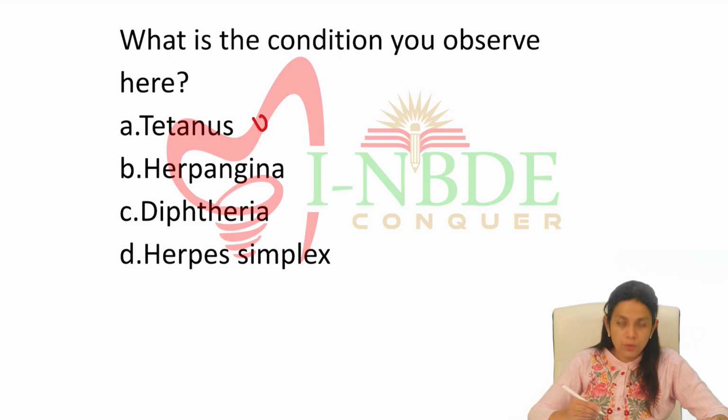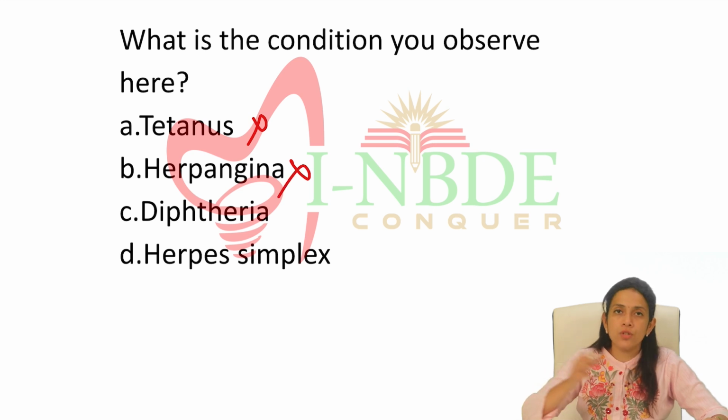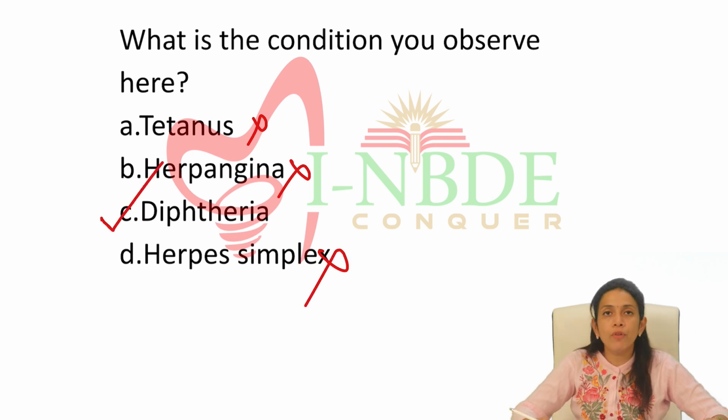Tetanus, it will have a locked jaw. No. Herpangina is vesiculobullous, it's viral, it will have vesicles in the posterior tongue, not a membrane. It will have small vesicles or ulcers in the posterior part of the palate, which will not show an adherent membrane. No. Herpes simplex, definitely no. So obviously it is a case of diphtheria. It is caused by Corynebacterium diphtheriae.